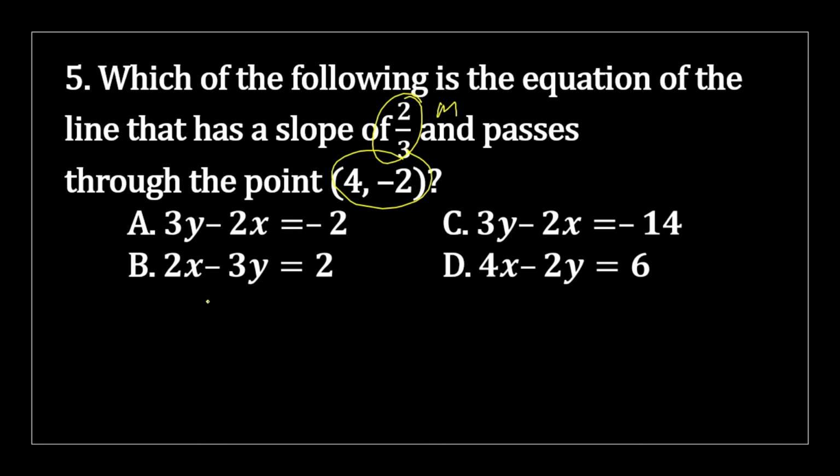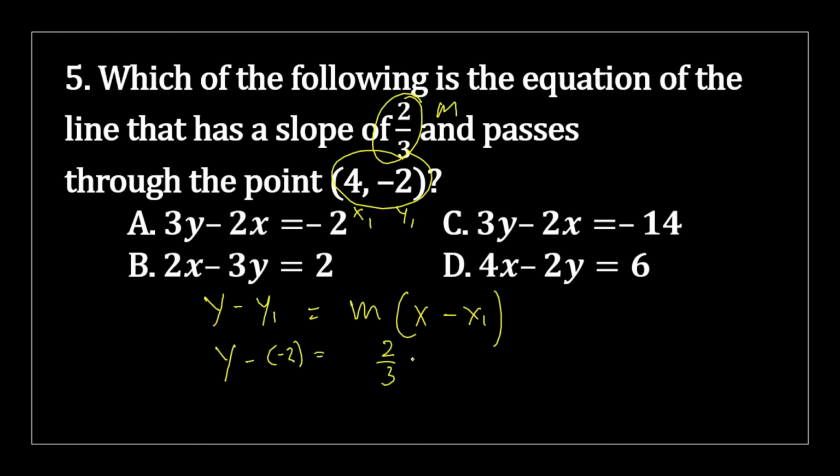The point-slope formula is this: y minus y sub 1 is equal to m multiplied by x minus x sub 1. So we have our y sub 1, which is -2, and our x sub 1, which is 4. So let's just substitute it. So y minus -2 is equal to 2 over 3 multiplied by x minus 4. Let's simplify it. We have y plus 2 is equal to 2 multiplied by x minus 4 over 3.